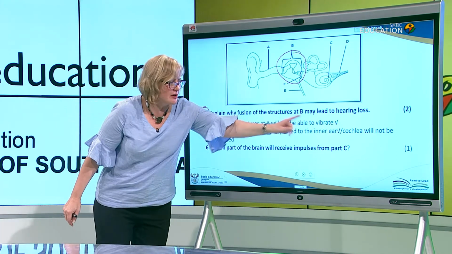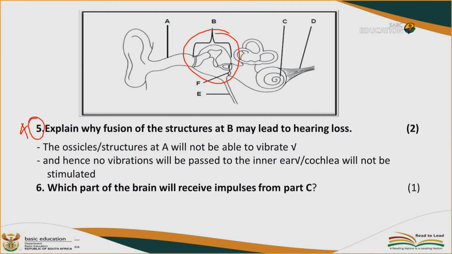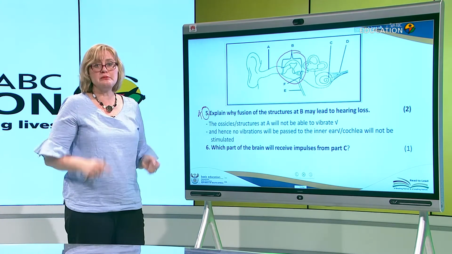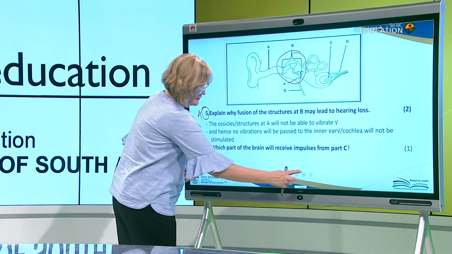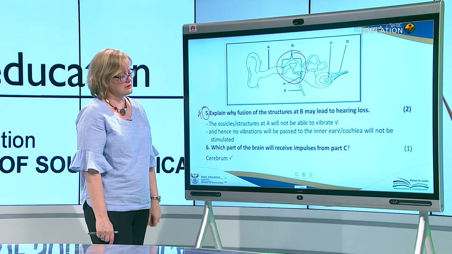They won't be able to vibrate, and you get a mark, it won't be passed to the inner ear or the cochlea or the oval window. Okay? Important question that. Diagnostic report. Which part of the brain will receive impulses from part C? This is an important question. It will obviously be the cerebrum. Nothing else? The cerebrum. Right. That will interpret sound.